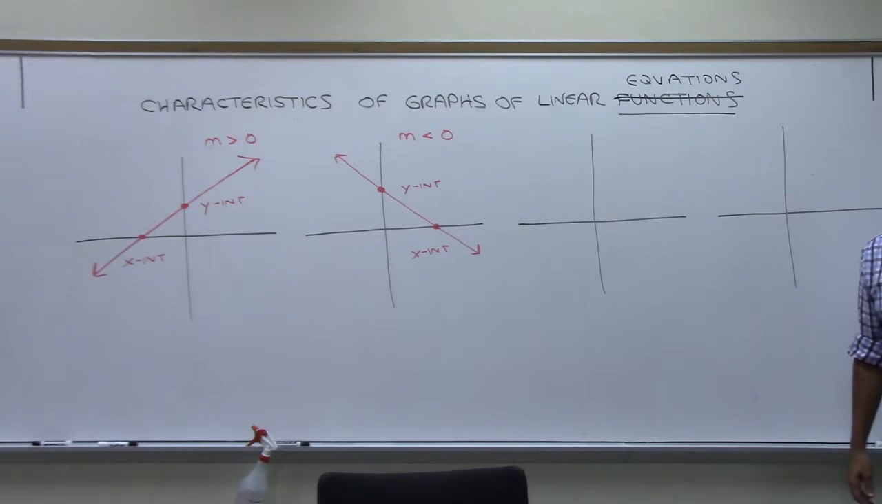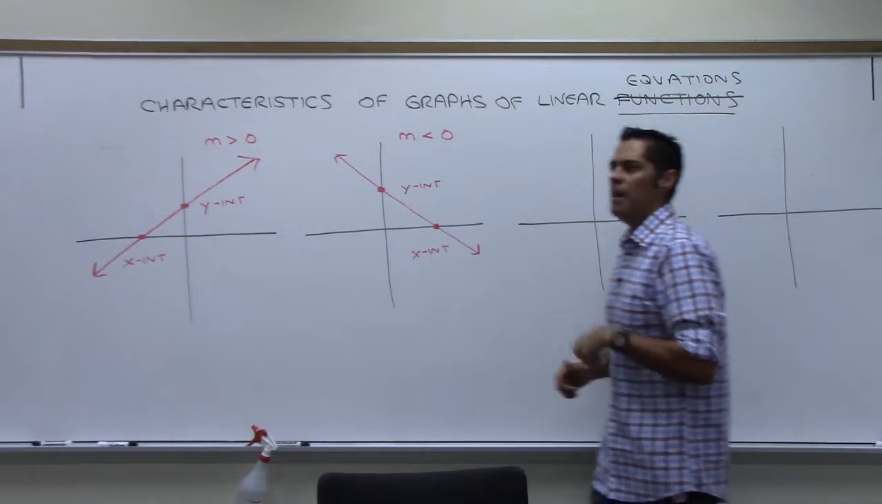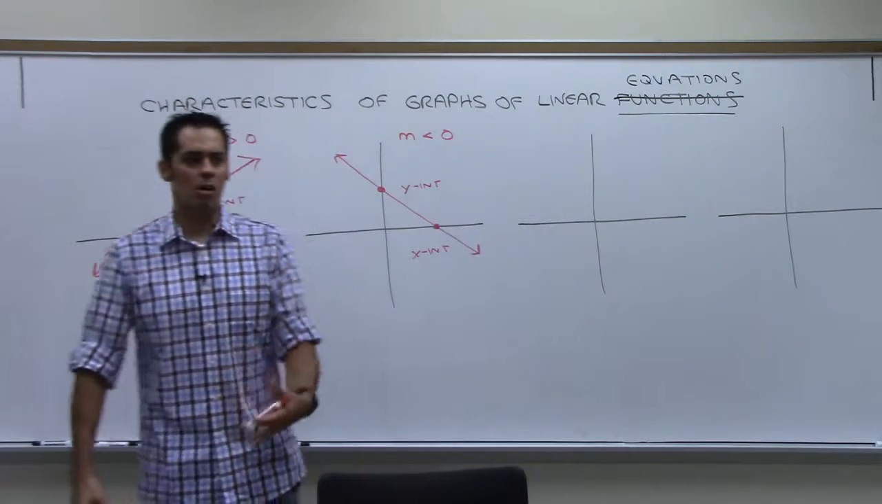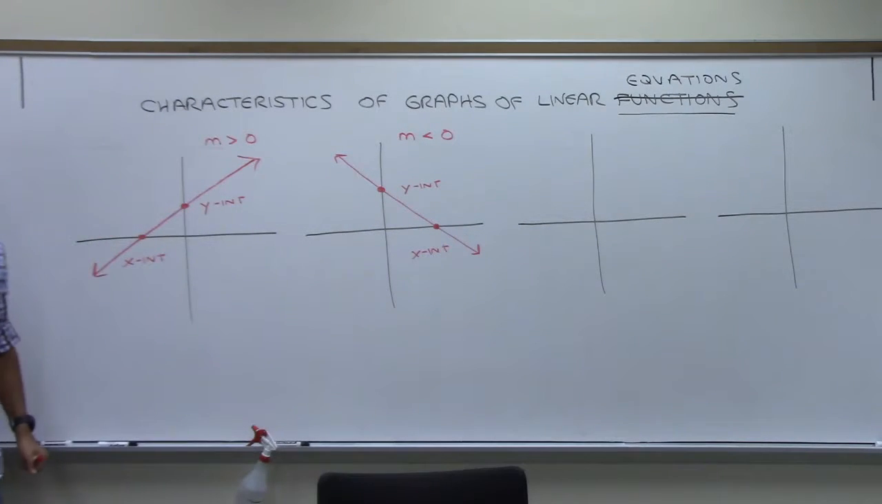Is it possible to not have an x-intercept? Can you draw a line that does not have an x-intercept? Yes? What would it look like?